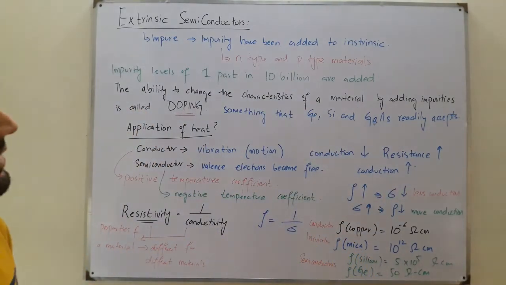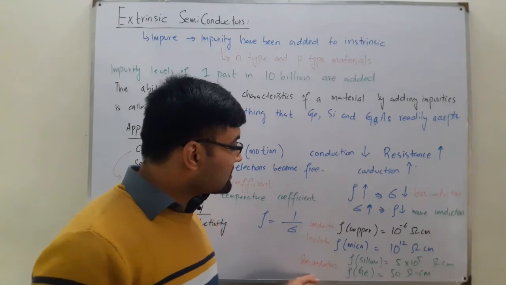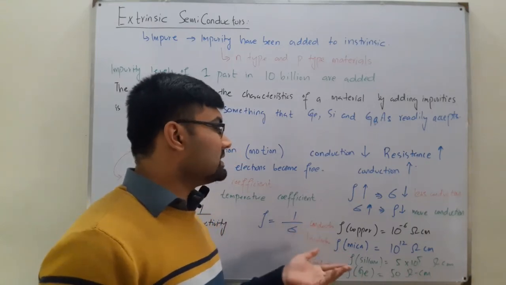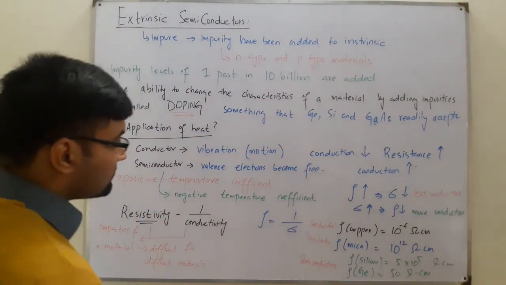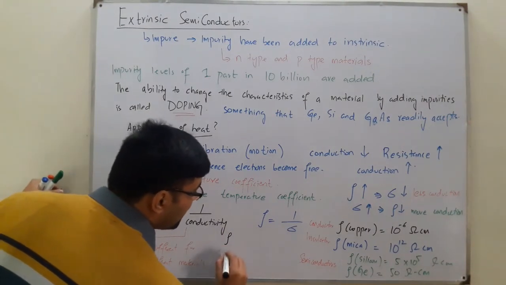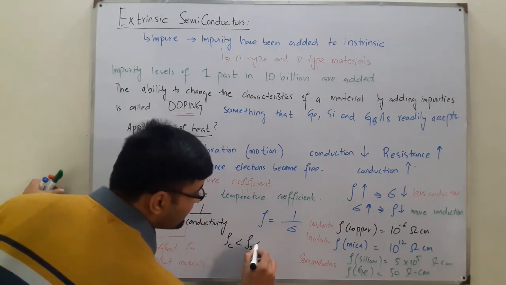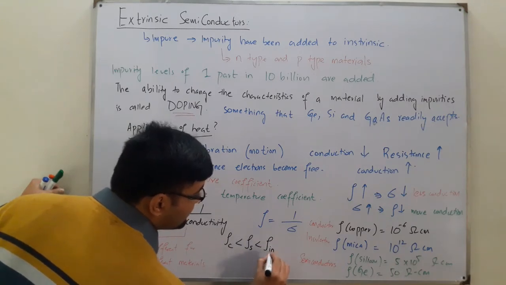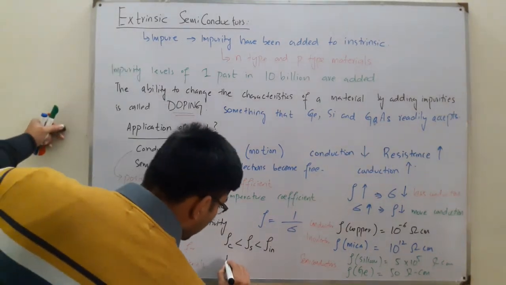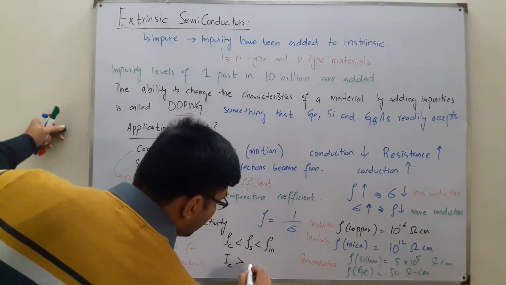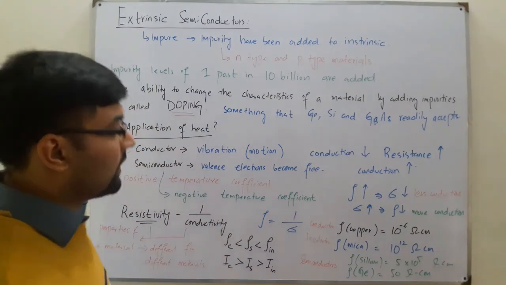So now have a look: for the conductors, the value of the resistivity is the least. For insulators, it's the most, whereas for semiconductors, it is in between the copper and the insulator. Not a very high value, not a very low value. So from this, I could state that the resistivity of the conductor is the least, the resistivity of semiconductors is greater than that, and the resistivity of insulators is the most. And this would imply that the current through the conductor is the greatest of all, the current through the semiconductors is moderate, and the current through insulators is the least of all.